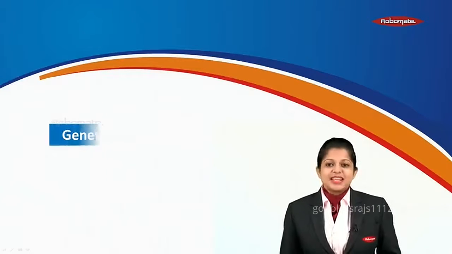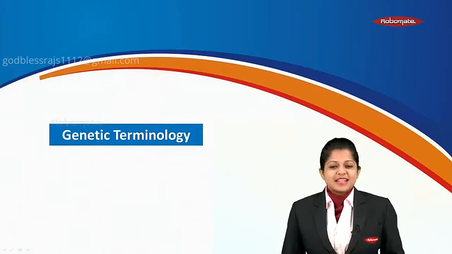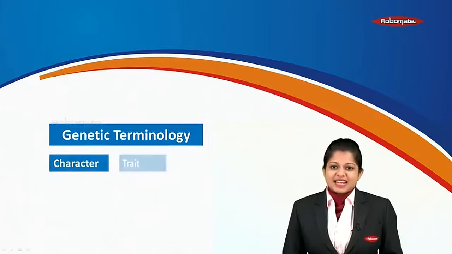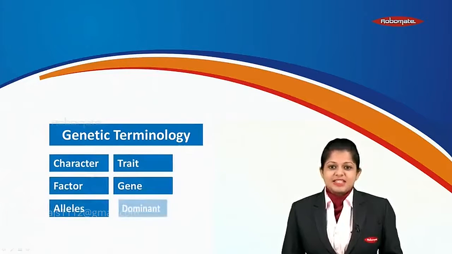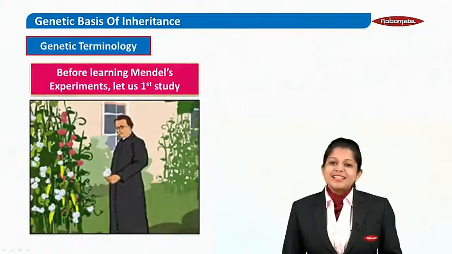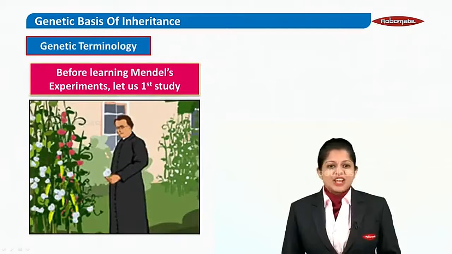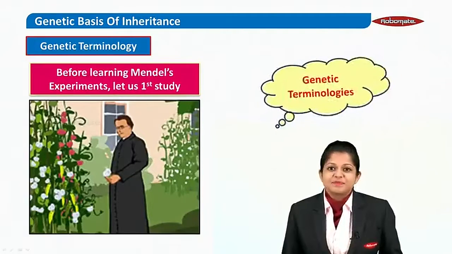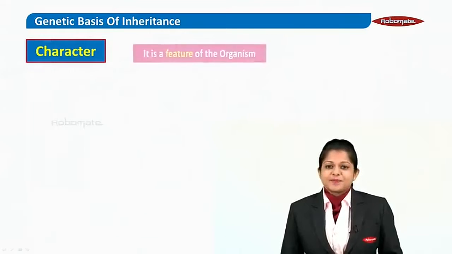Hello dear students, in this particular module we are going to study genetic terminologies. The components that we are going to cover here are character, trait, factor, gene, alleles, dominant and recessive. So as I said, before learning Mendel's experiment, let us first see the genetic terminologies so that we get a better clarification. Let us start with character.